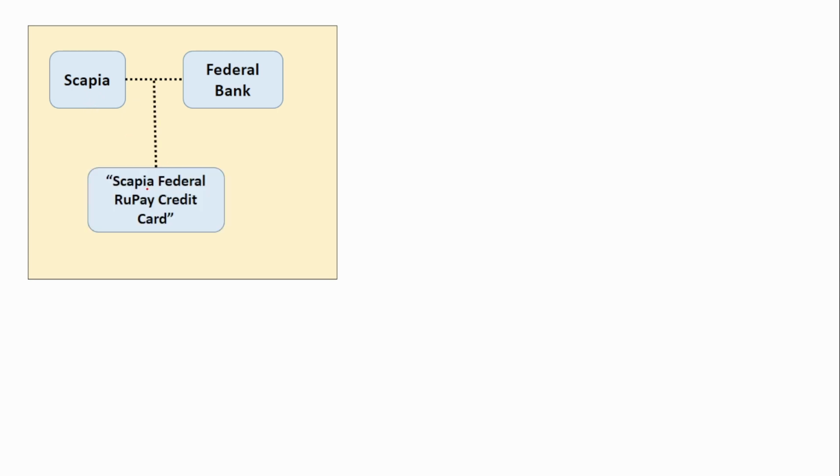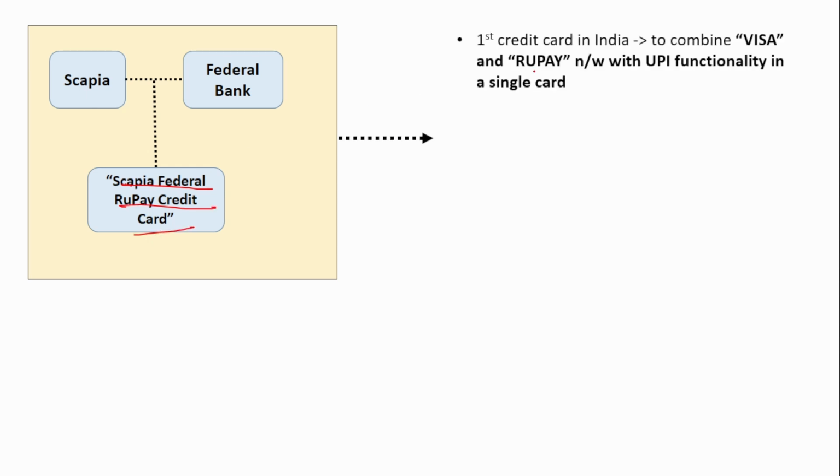Together, they have launched KPR Federal RuPay credit card. Okay. So here the features of this is that this is the first credit card in India to combine both Visa and RuPay network with UPI functionality in single card. Okay. So we know that Visa, RuPay and all, they are card processing network. So both these are combined with UPI in the single card.